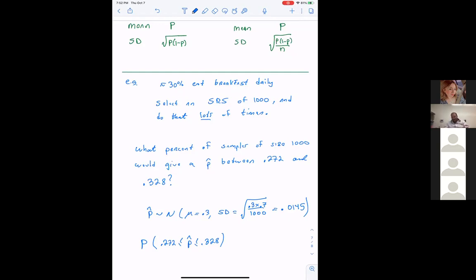Is p hat the one we just solved for? Well, we don't know what p hat is. That's the whole point. What's the probability that if we get a p hat, it would be between those two numbers? That's what we're trying to calculate. P hat is not something we know in advance because it comes from our samples. If I take a sample, p hat could be anything between 0 and 1 in theory. So what's the probability that it's going to be between 0.272 and 0.328? How would I calculate that?